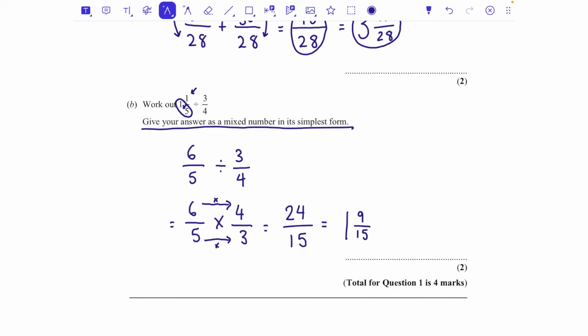Now that wouldn't get us full marks, because remember it also says in its simplest form. So I'm looking at this fraction part and thinking, are 9 and 15 both in the same times table? And they are, they're both in the 3 times table. So I'm going to divide that by 3 on the numerator and the denominator to simplify that fraction, and that's going to be 1 and 3/5. So that would be your final answer for 2 marks.